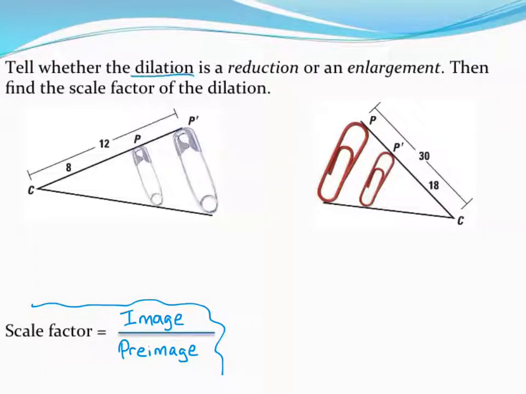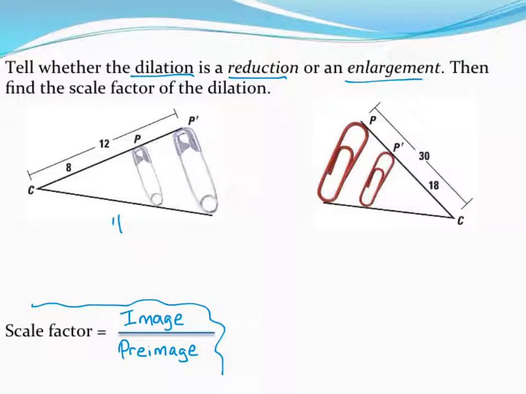Deciding whether a dilation represents a reduction or an enlargement is pretty easy to do. I mean, you guys know what the words reduce and enlarge mean. What can be tricky though is figuring out which one it is, because the diagrams are sometimes a bit confusing. And so what I want to do with this example, the safety pin and the paperclip, is start by figuring out which image or which figure represents our pre-image, our initial one.